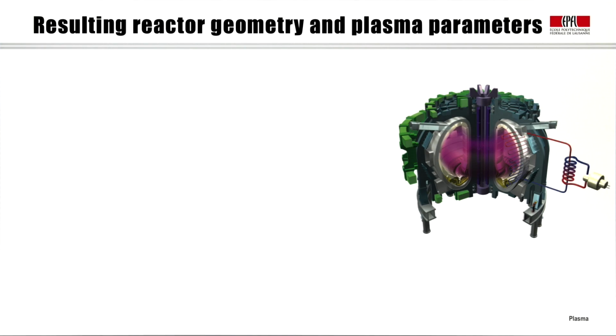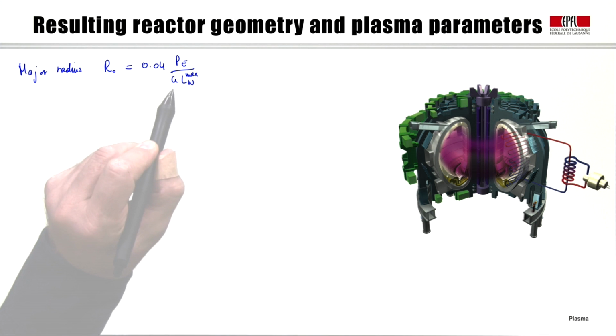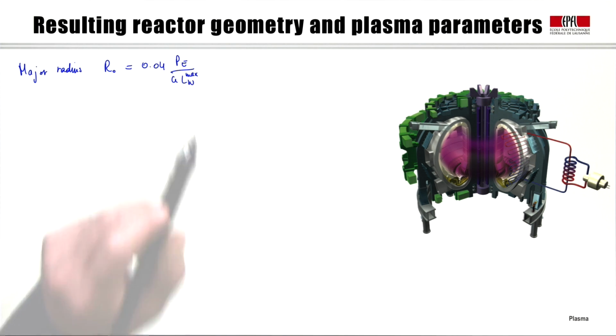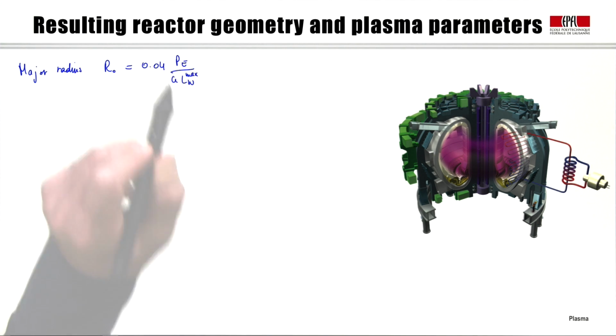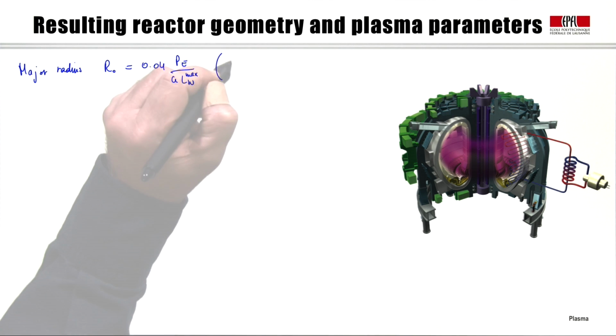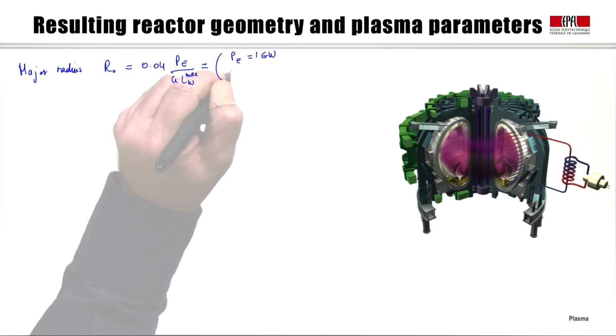We are now ready to put down numbers for the resulting reactor geometry and even the main plasma parameters. The major radius, R0, is 0.04 times the electrical power that we want, divided by the plasma radius that we now know, and also divided by the maximum overloading. Let's take two numbers for these two parameters. Let's take a gigawatt for the electrical power, as we said at the beginning, and 4.5 megawatt per square meter for the maximum overloading.